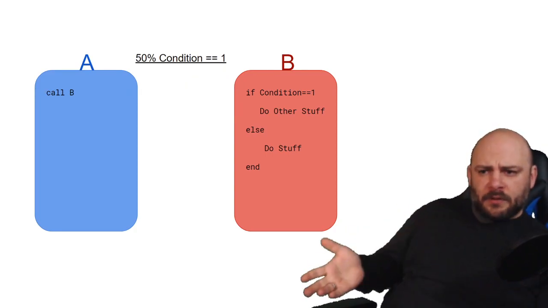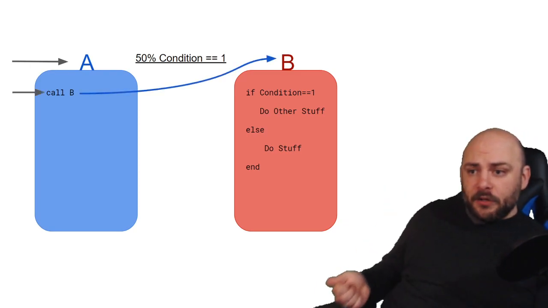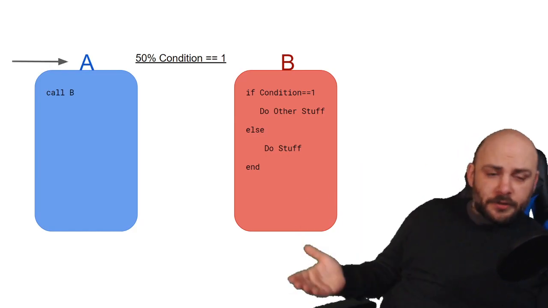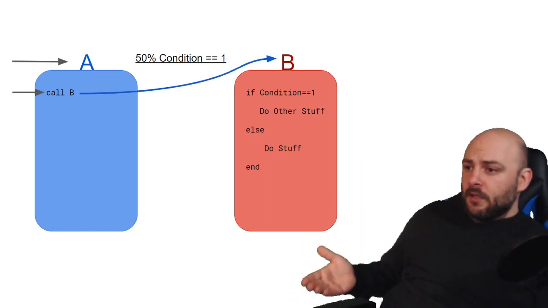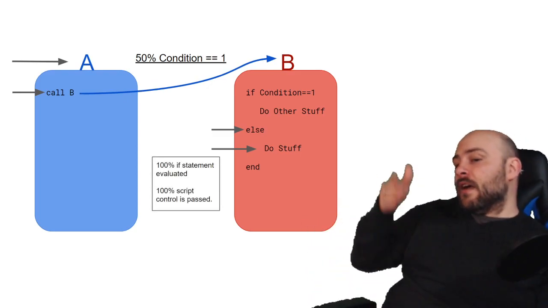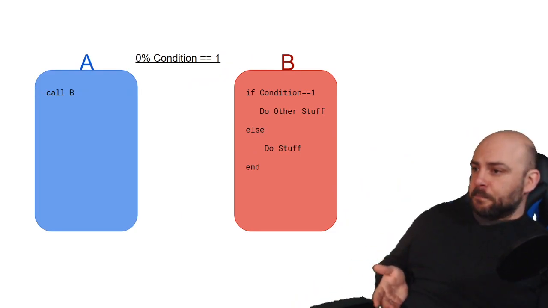What about if it's only true half the time? Well, we've got a similar situation here where when we get to call B, it transfers control, and then either the logical statement's true and we do other stuff, or the logical statement's false and we just do stuff. So in either event here, 100% of the time the if statement's evaluated, and 100% of the time script control is passed.